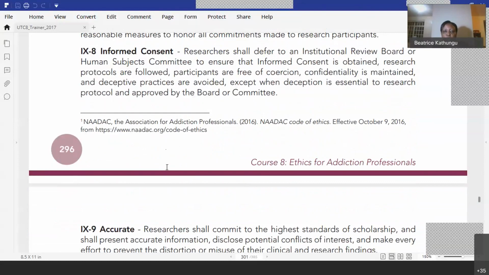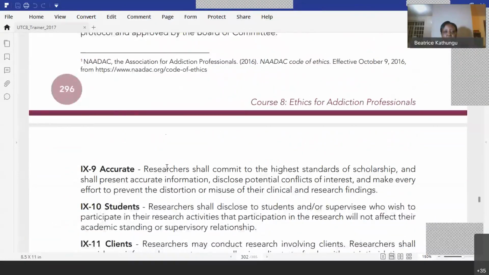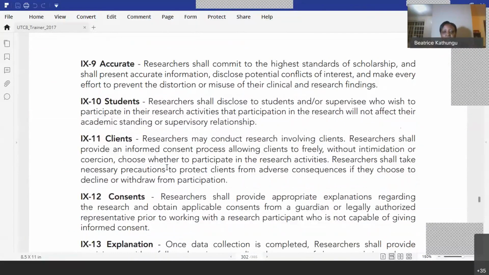I think this one we do understand very well, the need to obtain informed consent. And many of the review boards do actually look at how your clients' informed consent process is taken care of in your research design. So this is emphasized in standard number 8. Now, standard number 9 is challenging us to commit to the highest standards of scholarship.